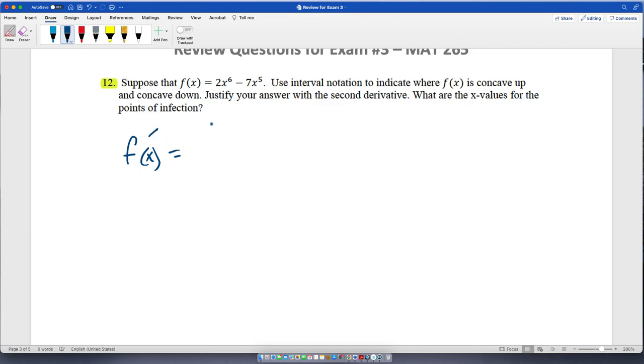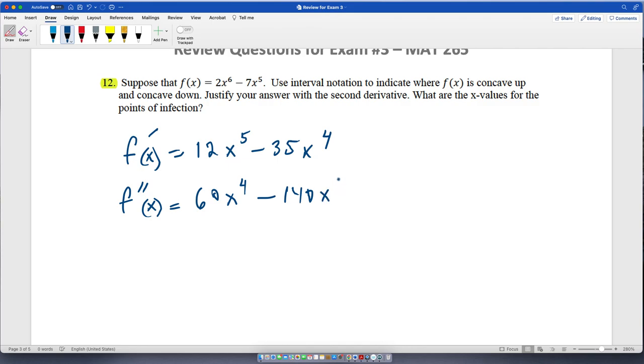So the first derivative, 6 comes down, we get 12x to the fifth. 6 times 2, right? And here, 5 comes down, 5 times 7 is 35x to the fourth. But we need the second derivative. 5 times 12 is 60x to the fourth. And then this is 4 times 35 is 140x to the third.